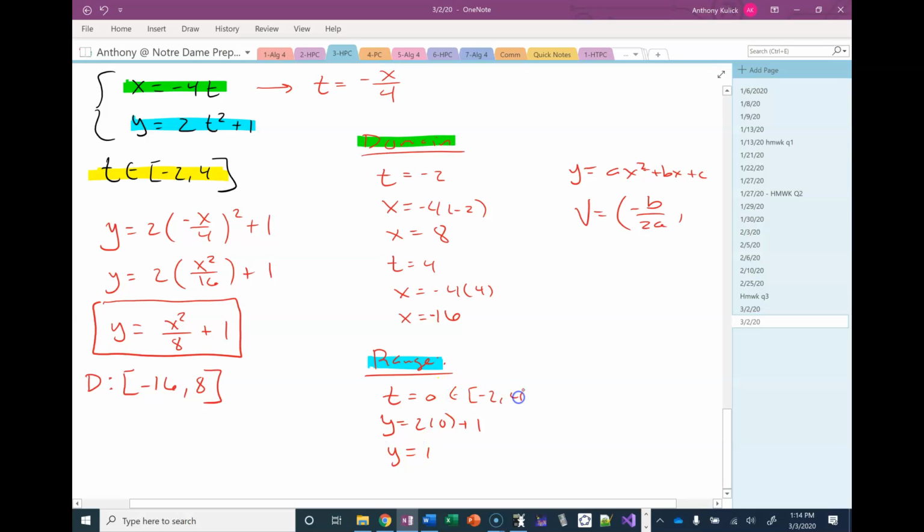It is worth noting that we do need to check one more thing after we find the t coordinate of the vertex. We need to check that it does lie in the domain. Notice that 0 is in the interval from negative 2 to positive 4, so it does matter. If that weren't the case, we couldn't use it, but it does. It lies in there, so we're good. Everybody's okay there?